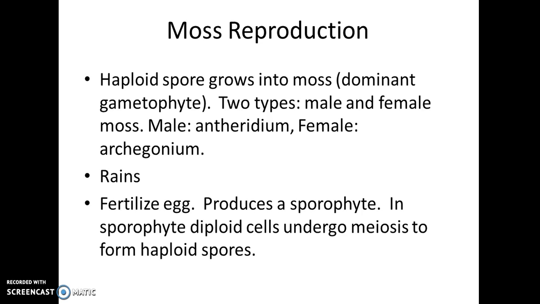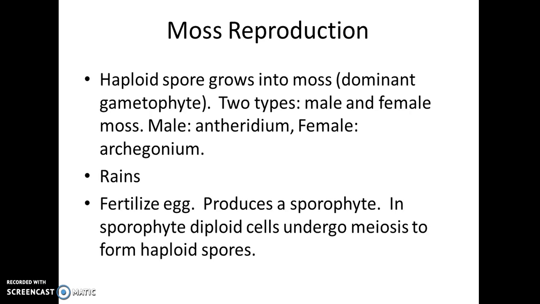That's green moss. So for reproduction, they have a haploid spore that grows into a moss. Now, that is what you see, the green stuff is a dominant gametophyte. They produce gametes. Now they're the only plant that has a dominant gametophyte. Usually the gametophytes are really small, can't really see that much, but in moss, that's pretty much all you see is the gametophyte. There are 2 types of moss. You have a male moss. I used to teach a student, Eddie Moss. He was a male moss. And then you have a female moss.